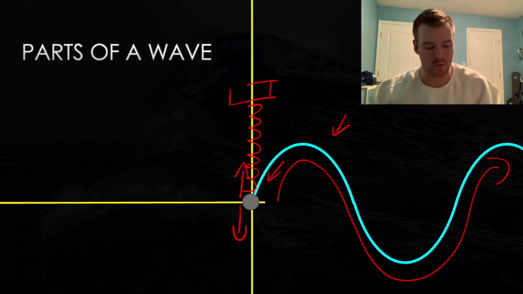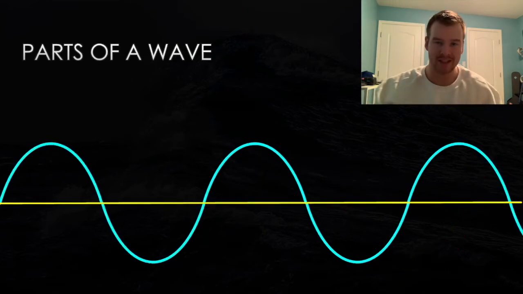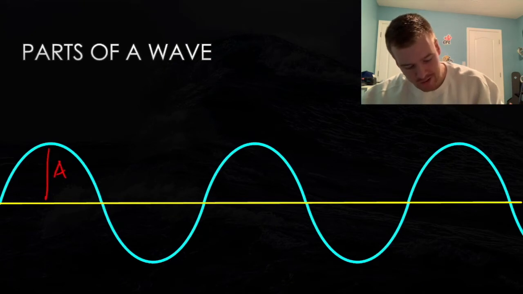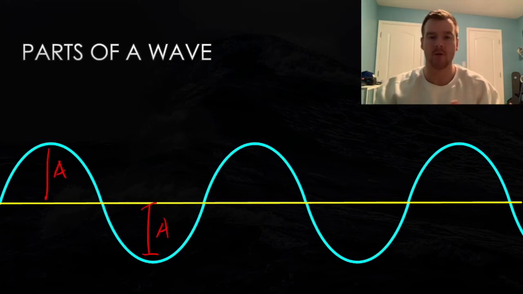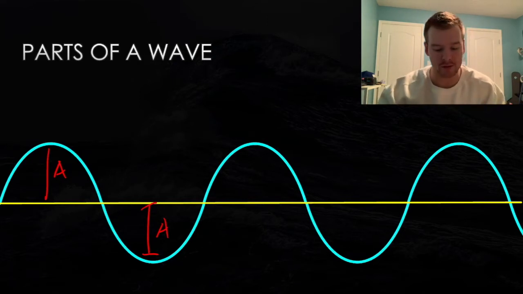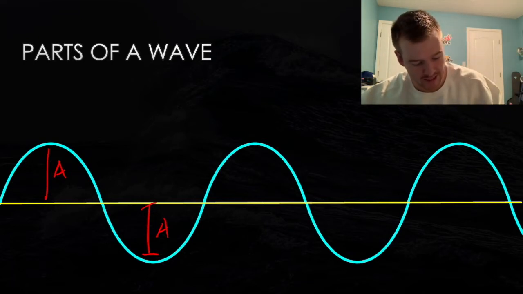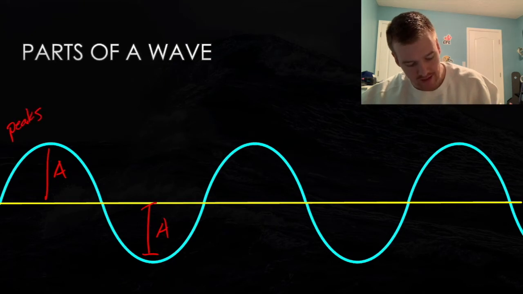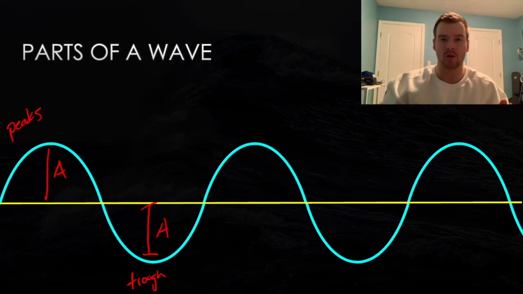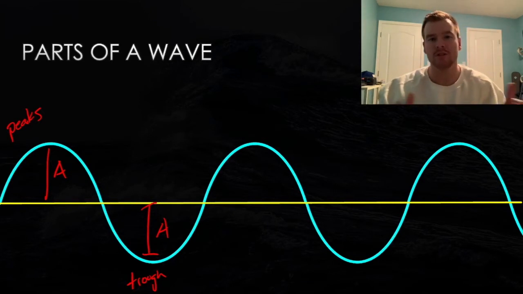And I want to show that because when we're looking at the parts of the wave, we put this line here to show equilibrium, and we measure the amplitude of the wave, really similar to how we did for simple harmonic motion, the distance that it's going to be going above and below the equilibrium point. The other part I want to put on here is we call the very highest points peaks and the lowest points troughs. So if it's going through a peak or a trough. And usually we just use those in reference to what direction the waves are moving.